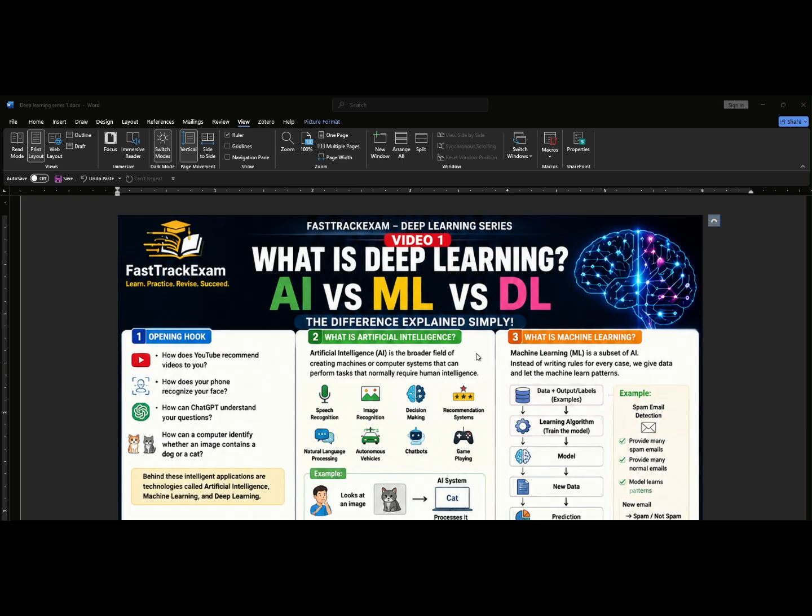Today we are going to see what the deep learning model is, and AI versus ML and deep learning. Are these three terms the same or different? In this video we are going to understand AI, ML and deep learning from the basics with simple examples, real-world applications and important comparisons for examinations.